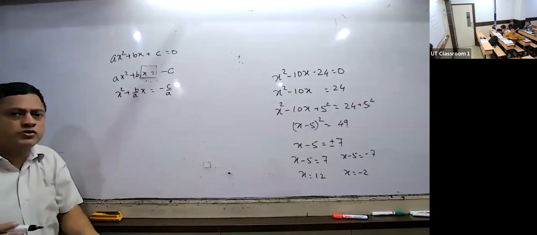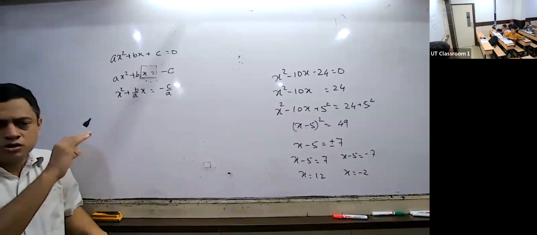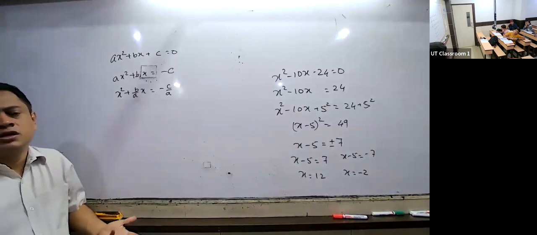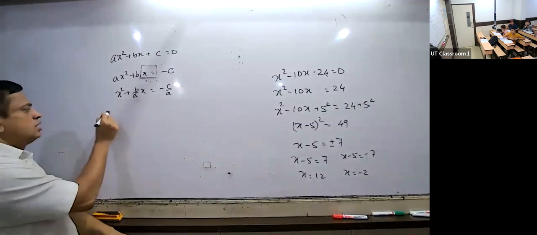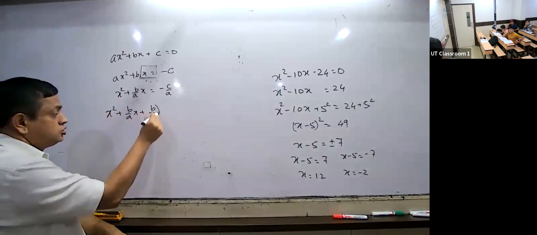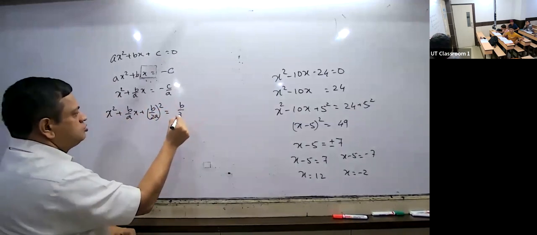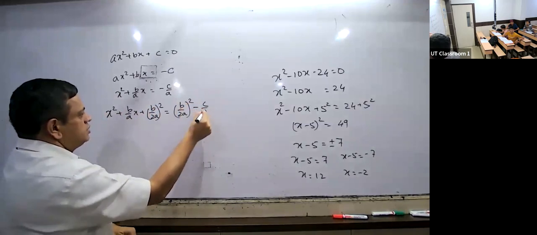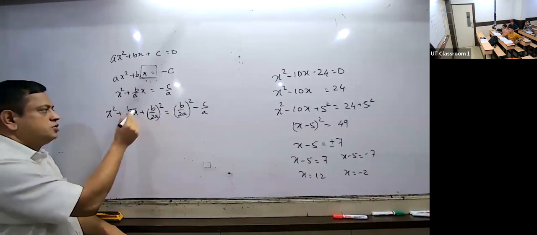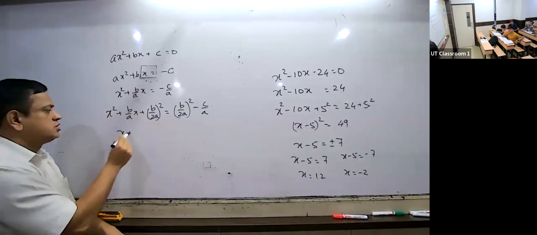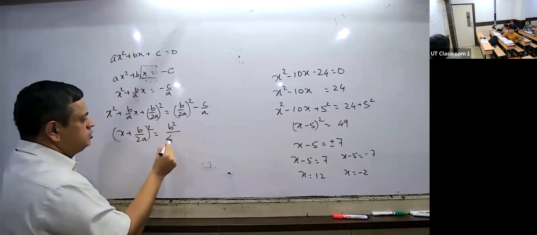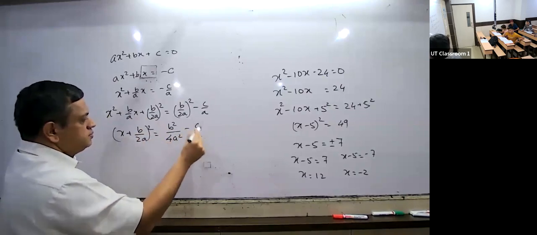Now tell me, what is the half coefficient of x? The coefficient of x is b by a, so half the coefficient of x is b by 2a. So I'll add: x square plus b by a x plus b by 2a the whole square is equal to b by 2a the whole square minus c by a. Now, using a square plus b square plus 2ab, x plus b by 2a the whole square is equal to b square upon 4a square minus c by a.